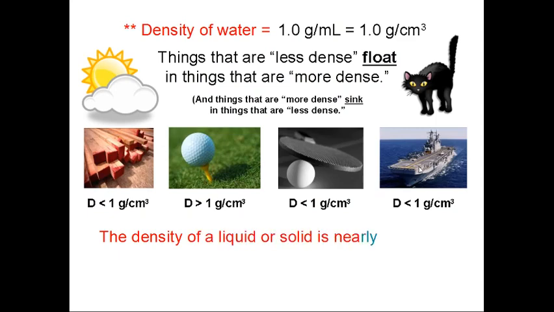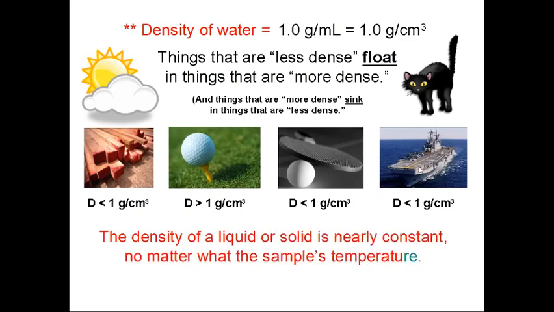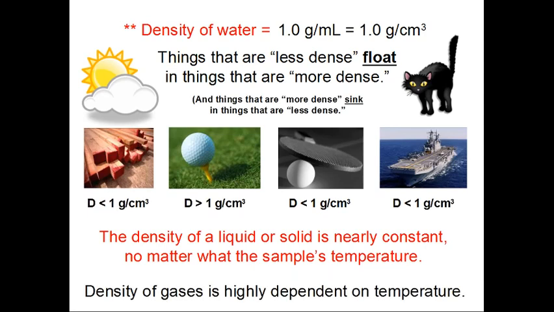So the density of a liquid or solid is just about constant, and that's what we're going to be dealing with here in this class. If I tell you the density of a compound and it's a solid or a liquid, that's always going to be the density of that compound. Gases, on the other hand, are a little bit different. Gases will actually change density based upon their temperature, because their volume changes as their temperature changes.